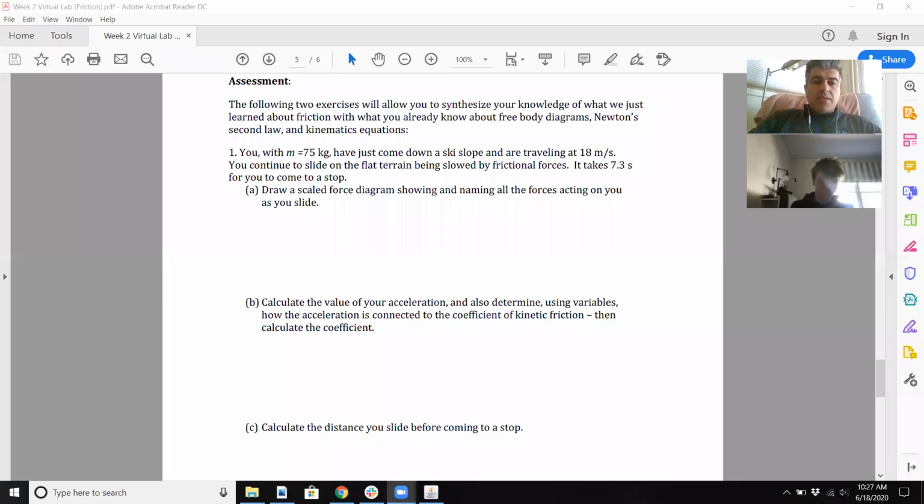Share screen. Great. So, you, with that mass, have just come down a ski slope and are traveling 18 meters per second using a slide on a flat terrain, being slowed by frictional forces. It takes 7.3 seconds for you to come to a stop. Draw a free body diagram showing all forces acting on a slide. Calculate the value of acceleration, also determine using variables how acceleration is connected to the coefficients, and calculate distance.